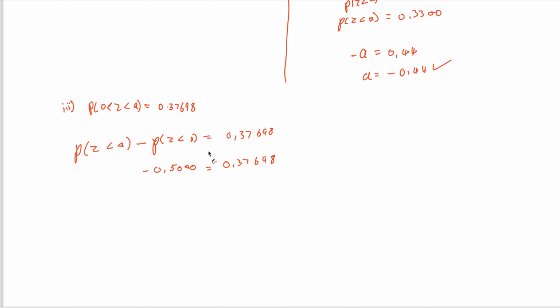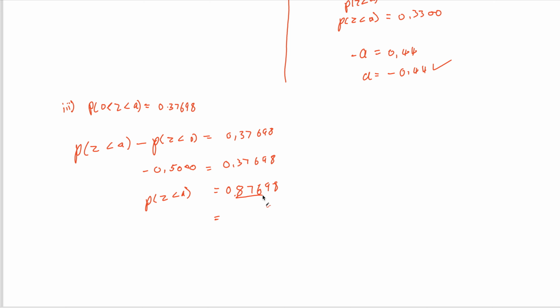So now we take this one to the other side. So we have 0.5 plus 0.37698, which would be 0.87698. That's the answer for this. So you have P of Z less than A. So now you have the answer, and you find that this answer is basically greater than 0.5. So that means that A will read off on the table from this value. So we just need to read off that value, and then we can find our value.